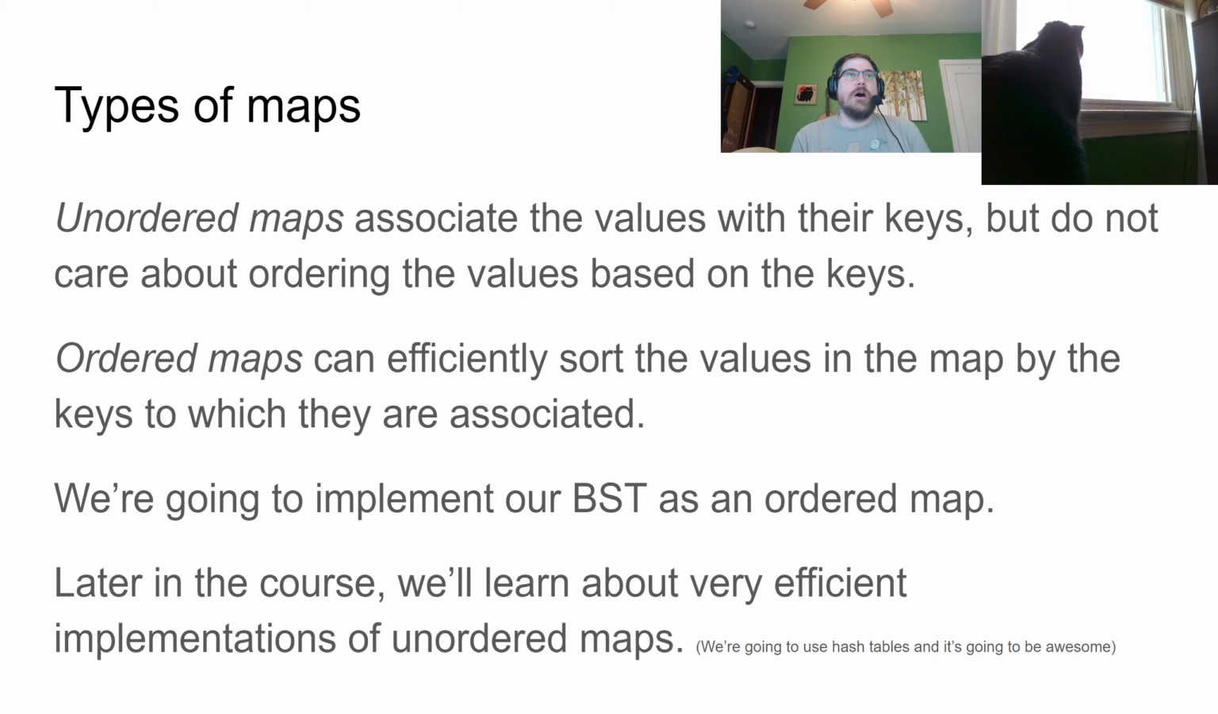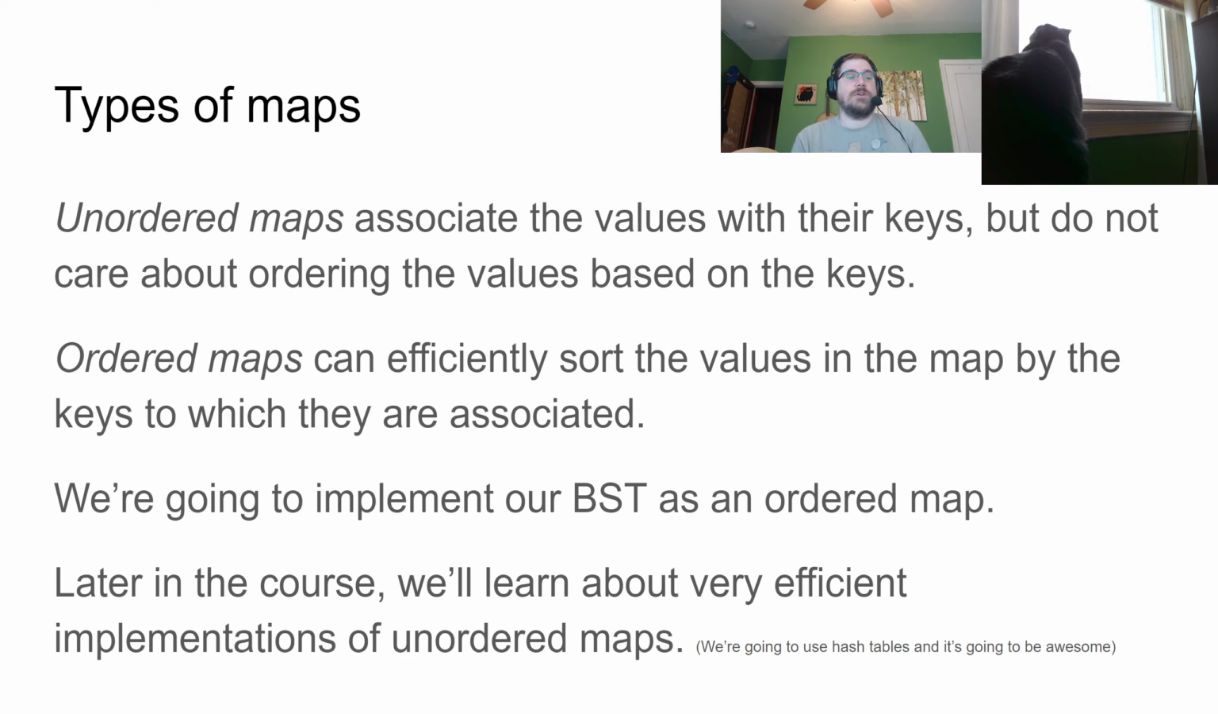Unordered maps are maps where you have no guarantee, like you can't efficiently get the values back in sorted order. Why would you ever use an unordered map? They're way faster for doing every other operation. So ordered maps in this class, we're going to be implementing with balanced binary search trees. Unordered maps, we're going to get to later. It's like a few topics away. We spend a lot of time on balanced binary search trees, but we're going to be using hash tables for them.